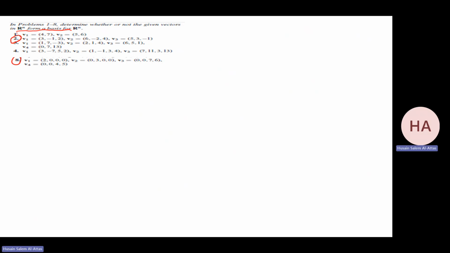What's the idea? I know if the number of vectors k equals n, there is the possibility to check if they are independent or not through the determinant. If k is less than n, they do not form a basis. If k is greater than n, they also do not form a basis. So the only case where I have the possibility is if k equals n.